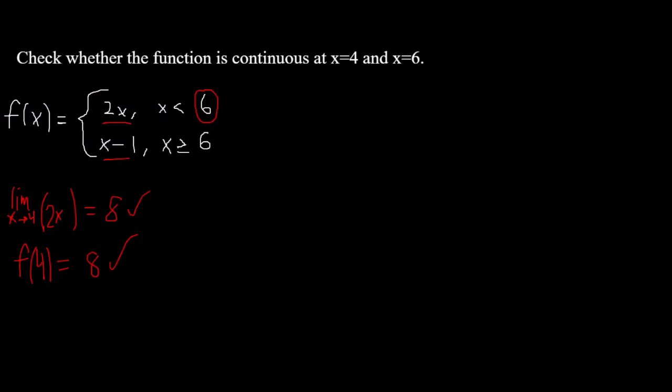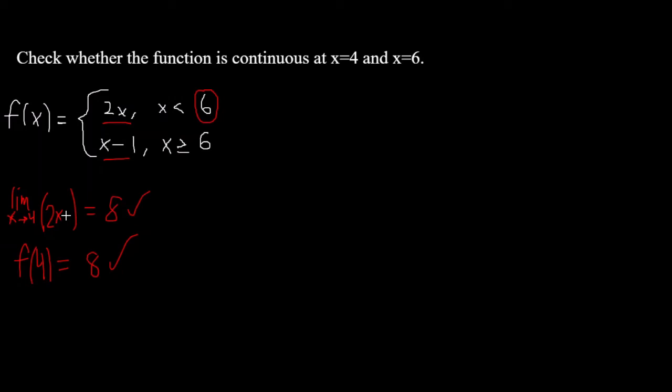Now, let's check our actual point of concern for whether or not this function is continuous, which is x equals 6. So to find this limit, we can't just take our limit as x approaches 6 because we have two different functions. So we have to take the left-hand limit and the right-hand limit, which you should know from our previous limits video.